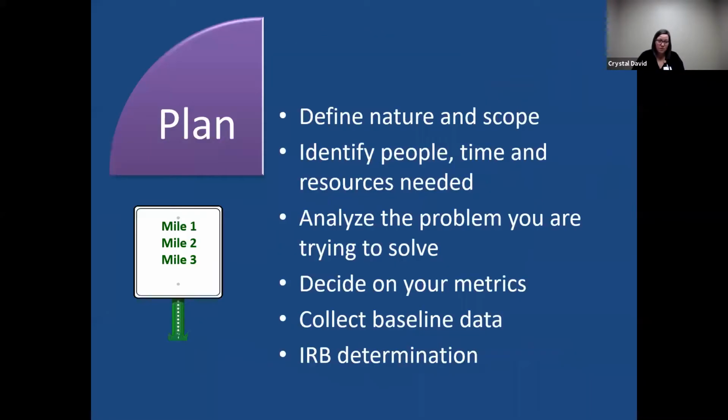So for plan, I figured my miles 1, 2, and 3 fit into plan. But this is really where you're going to define the nature and scope of what you want to do, identify who's going to do it, how long is it going to take, what other resources do you need, look at that problem you're trying to solve, decide on what metrics you want to use, collect your baseline data, and make sure to get that IRB determination, right? So most quality improvement projects are exempt from IRB, but you need to make sure that's the case and submit to get that exemption before you continue on with your project.